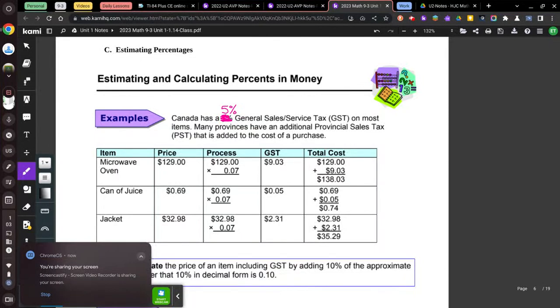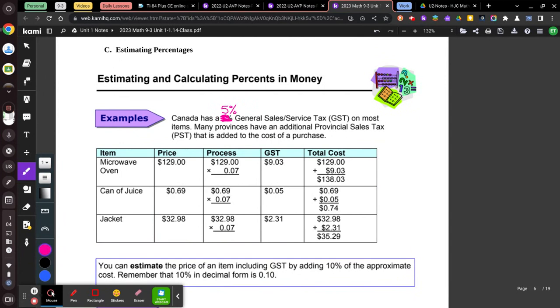Okay, this is section C, estimating percentages. So Canada, we used to have a 7% GST, but now we have 5%. So when we calculate GST, we times by 1.05. This adds GST to the total. Okay. If I want to find GST by itself, GST alone, we just times by 0.05.